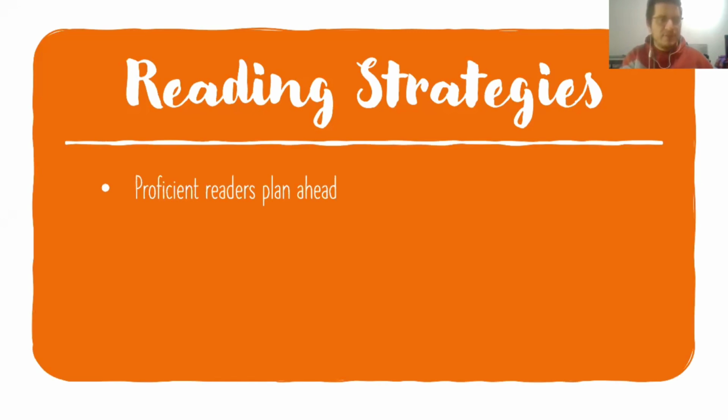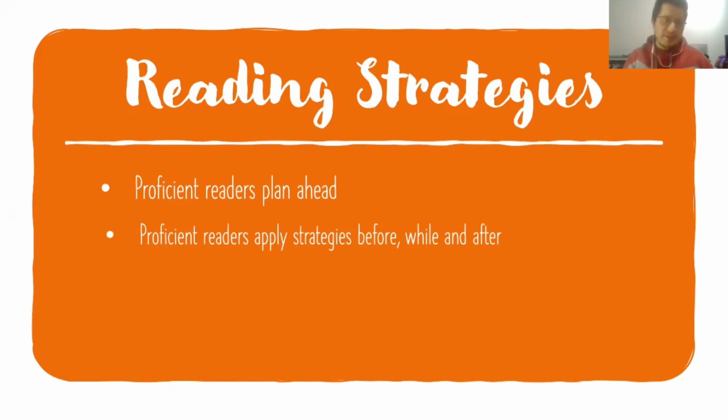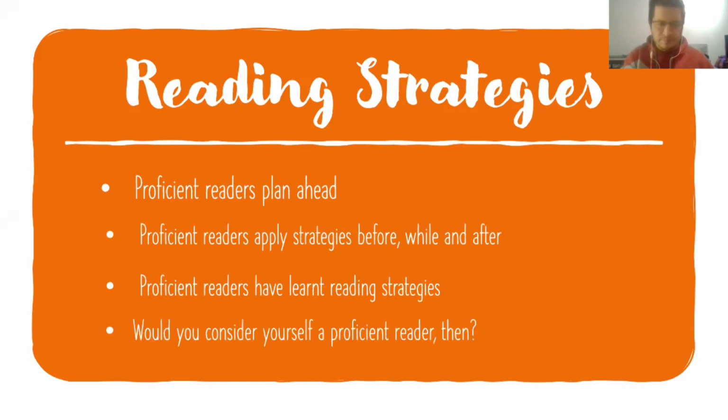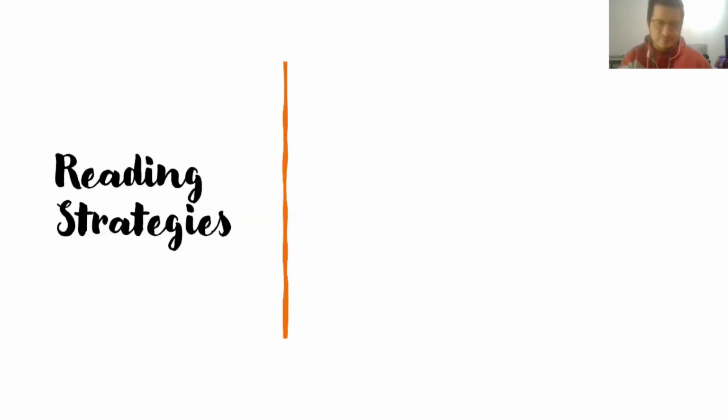Proficient readers plan ahead. That is one of the strategies that they apply. They apply these strategies before, while, and after reading too. For example, before reading they can ask themselves some questions. Then while they read, they guess the meaning of the words. And after reading, they debate about what they have been reading, for example. There are many anyway. Proficient readers have learned reading strategies, so they must have been taught some reading strategies to read proficiently. And this triggers a question. Would you consider yourself a proficient reader? Do you use any of these strategies before, while, or after reading?